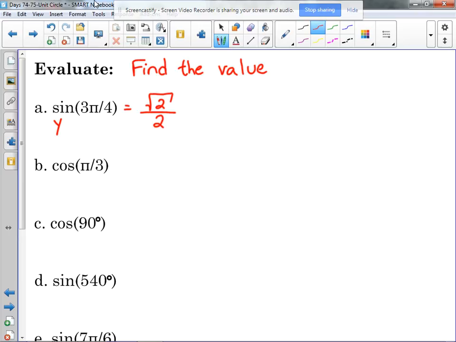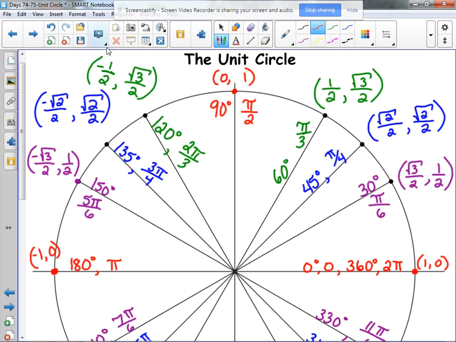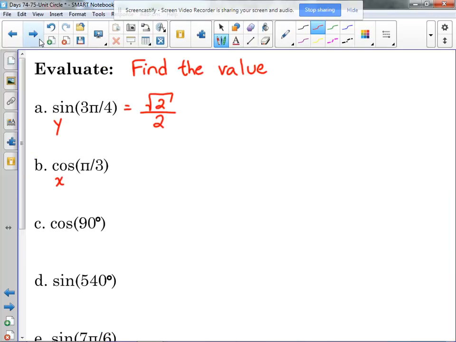Cosine of pi over 3. So cosine is the x coordinate. Okay, cosine is x. So we find pi over 3. It's in the first quadrant right here. The x coordinate at pi over 3 is 1/2.